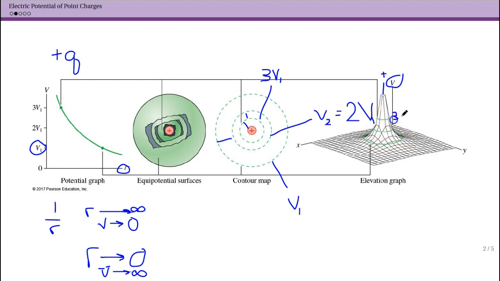And again, this would be 3V1. Here we have 2V1. And here at the bottom, we have V1. And again, as you get further and further away, it goes to 0. So when you think about drawing this, you should think about the potential graph and the contour map.